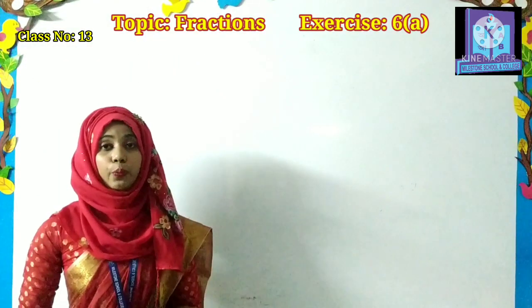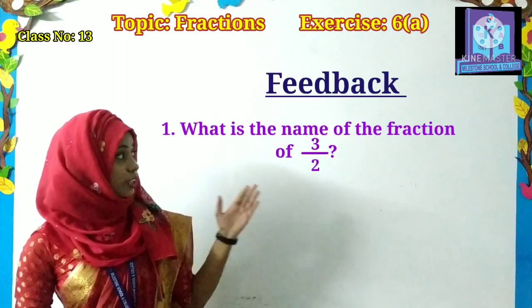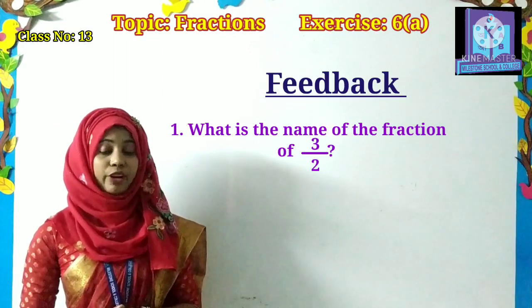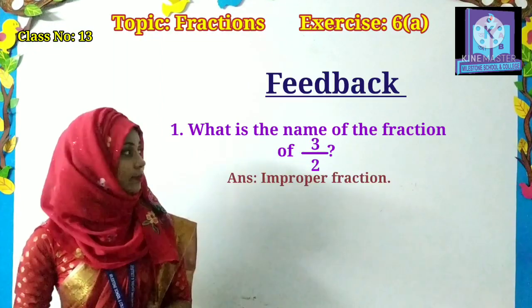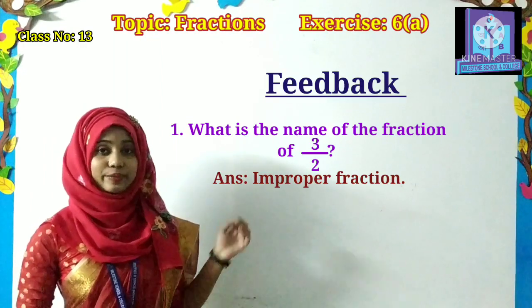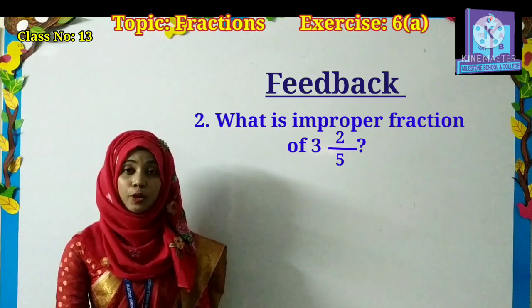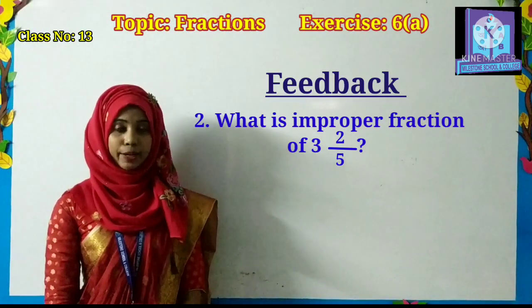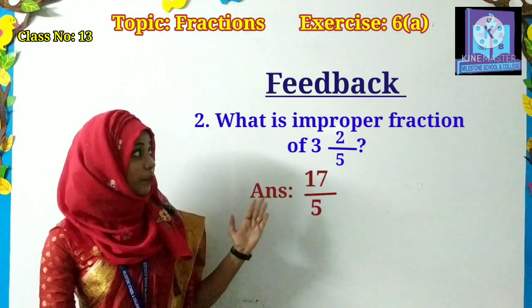Dear students, we are at the end of the class. Many things you learned over fraction. Let me know what you have learned. Are you ready? So my first question is, what is the name of the fraction of 3 by 2? Excellent. Improper fraction. Question number 2. What is the improper fraction of 3 whole 2 by 5? Yes, correct. 17 by 5.